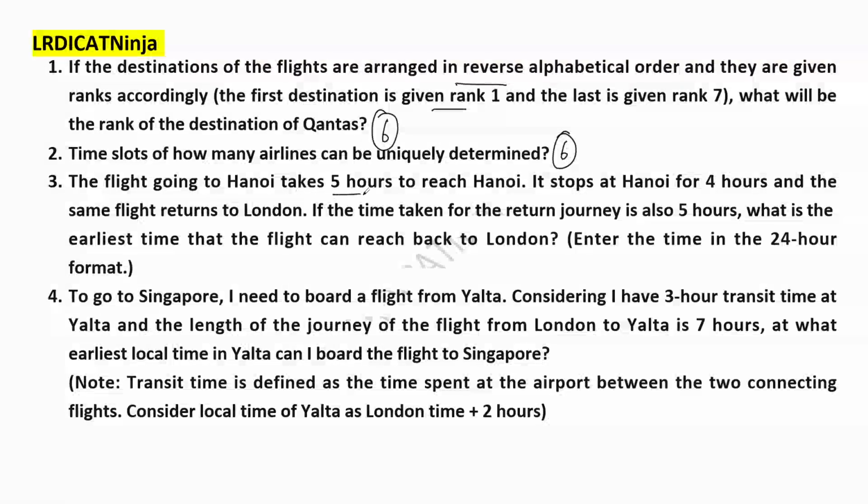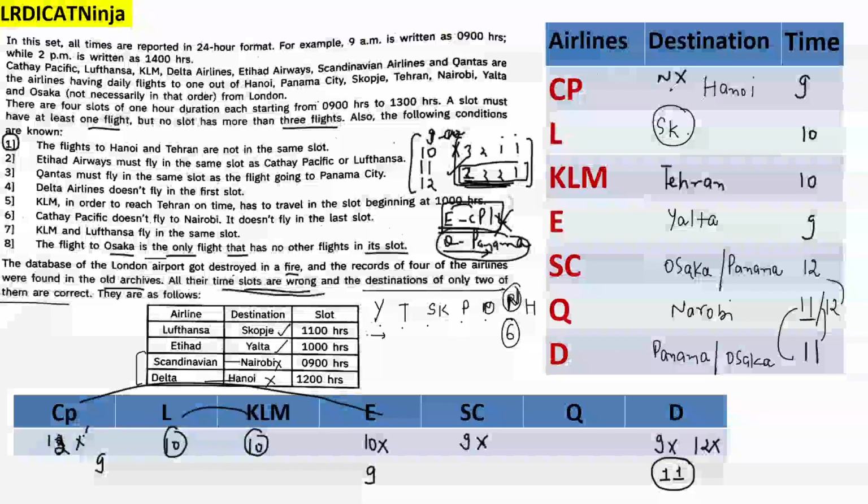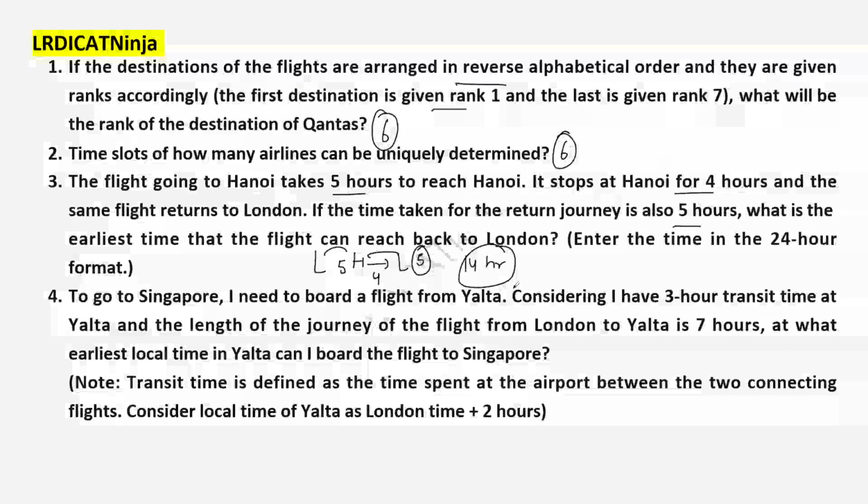The flight going to Hanoi takes 5 hours to reach Hanoi. It stops at Hanoi for 4 hours. And the same flight returns to London, if the time taken for the return journey is also 5 hours. So from London to Hanoi it takes 5 hours. Then it stops for 4 hours. And then again it takes 5 hours from Hanoi to London. The total will be 14 hours. And it is starting from 9 a.m. So 9 a.m. plus 14, the answer will be 23 hours.